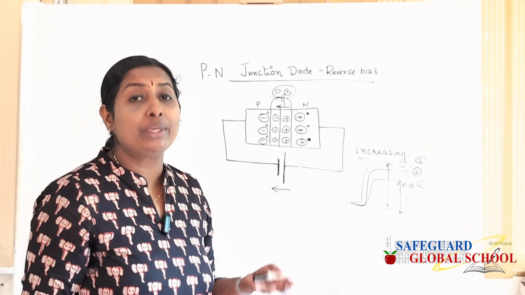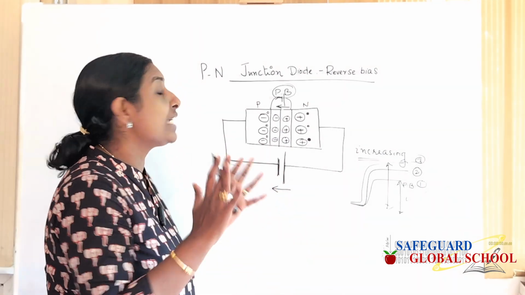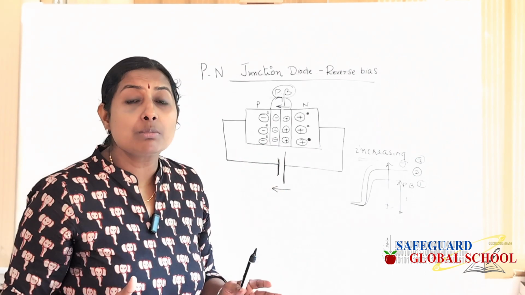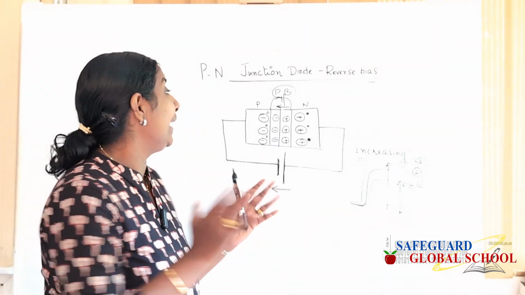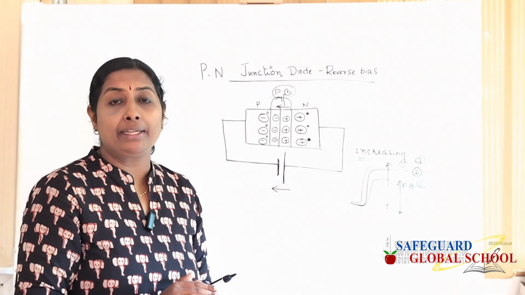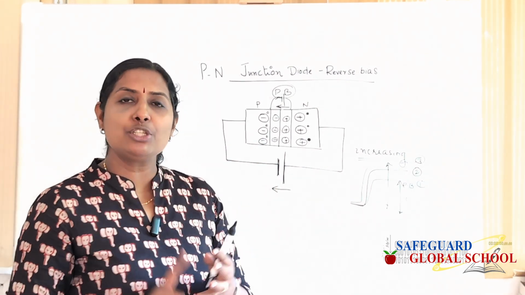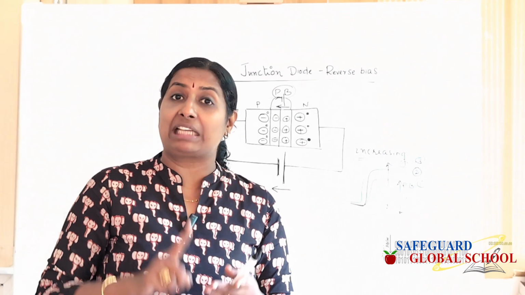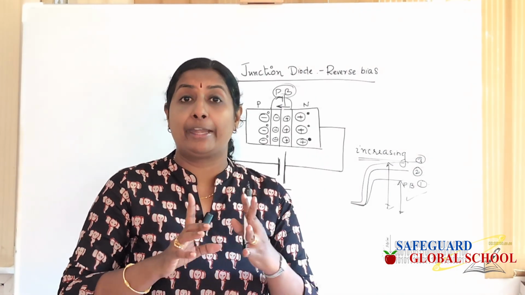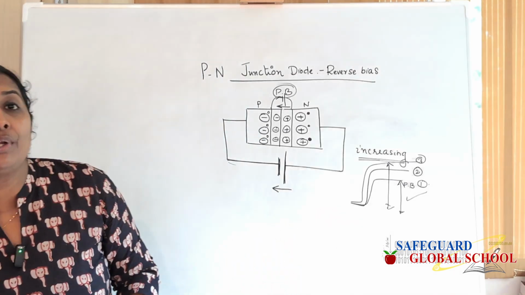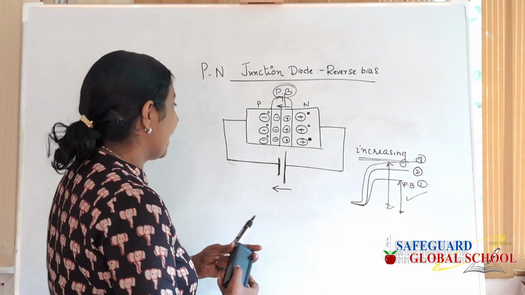In other words, we can say that a PN junction diode in its reverse bias does not produce a conduction by a contribution of the majority carrier. So generally we can say that a PN junction diode in its forward bias conducts well, and a PN junction diode in its reverse bias cannot conduct because the majority carriers cannot cross the junction.